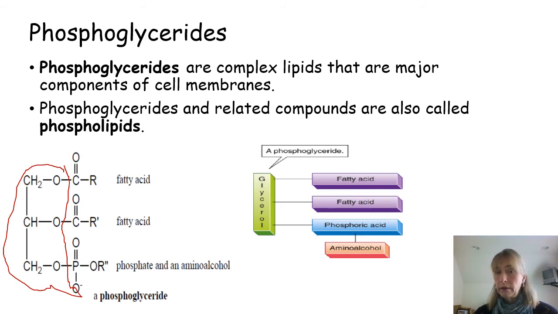Glycerol, we see that. Fatty acid, and then we have a linkage to phosphoric acid, and the phosphoric acid is in turn linked to an amino alcohol. Everybody should know what phosphoric acid is from our earlier chapters: H3PO4. And an amino alcohol, you know what an amino group is. So it's an alcohol with an amino group on it. All right, let's look at an example.